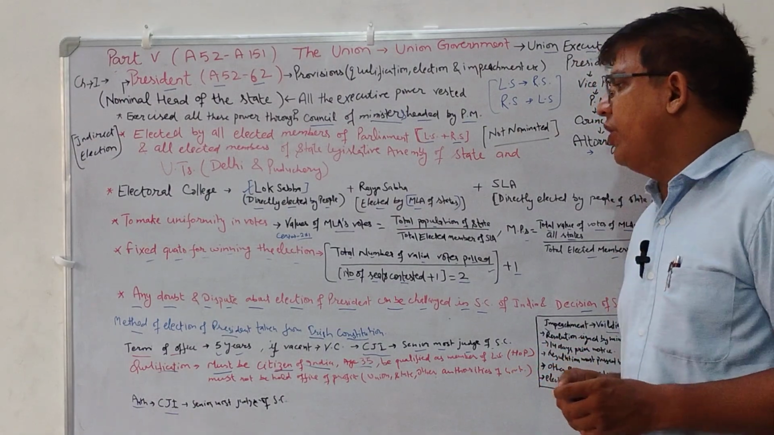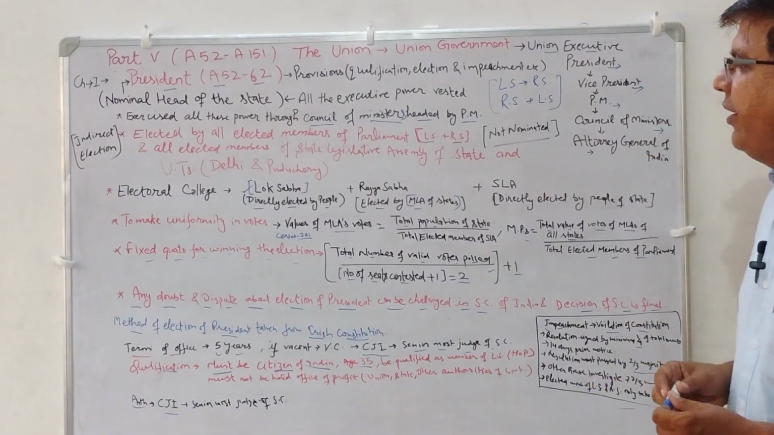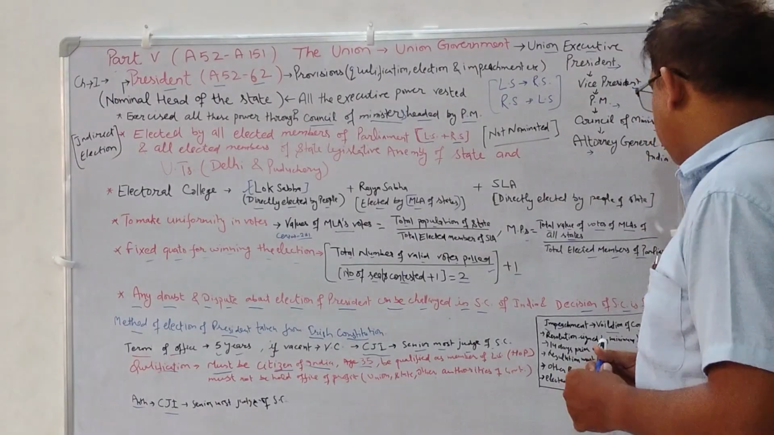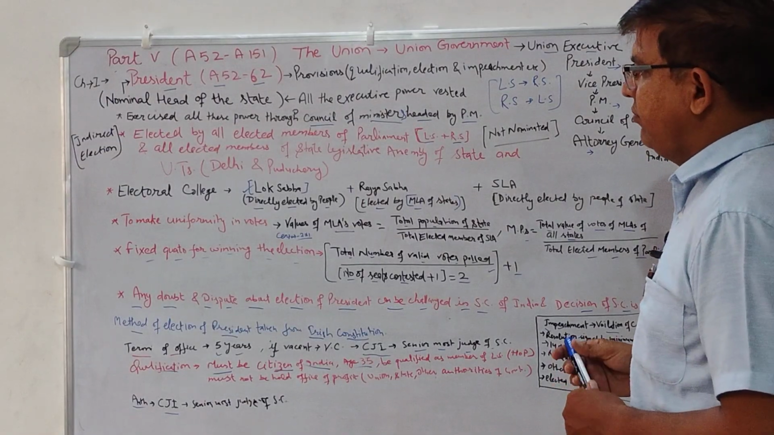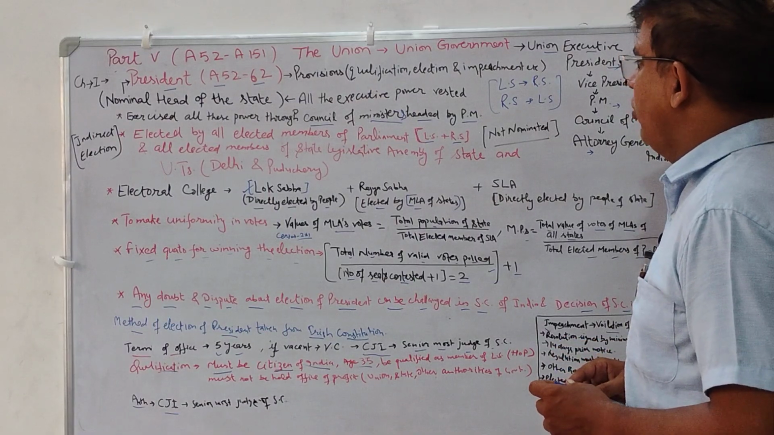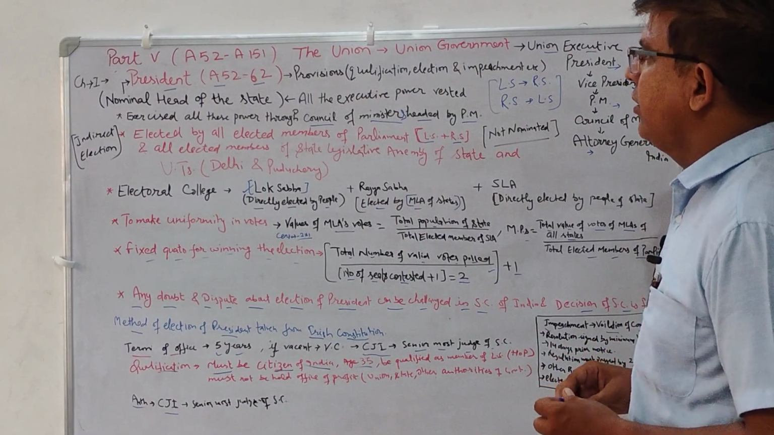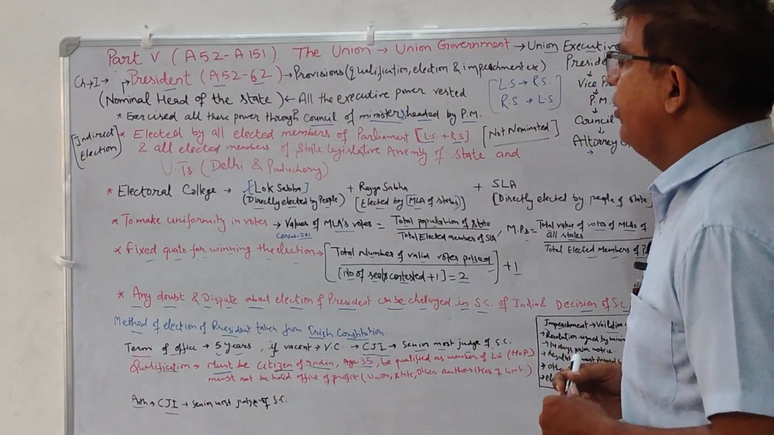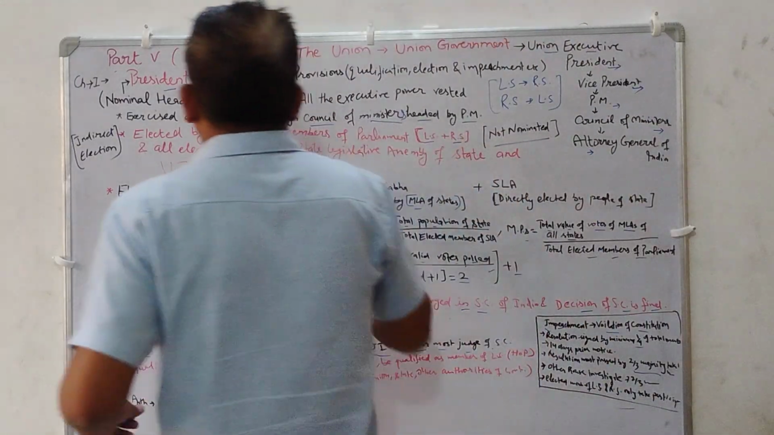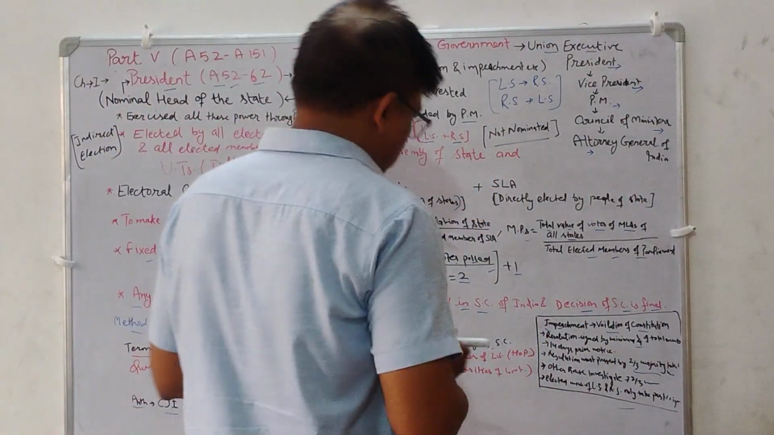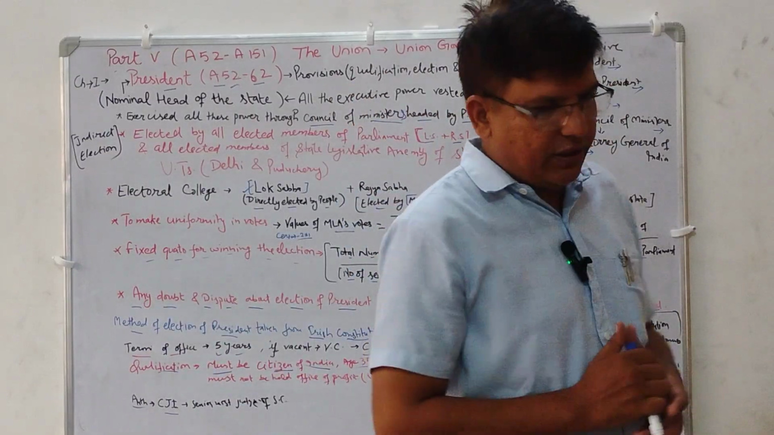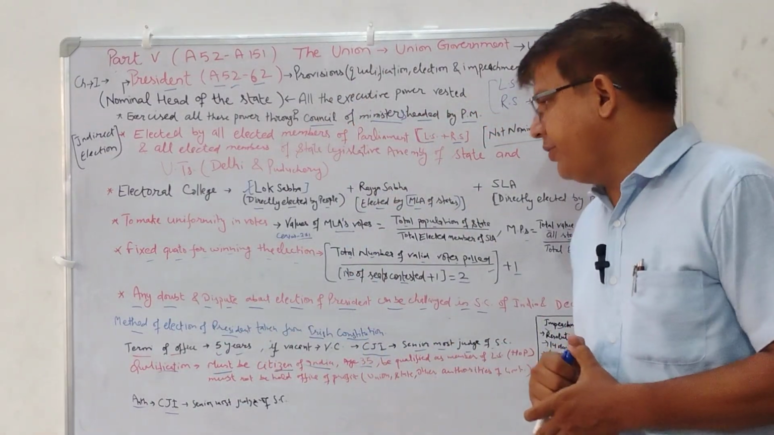With this, we have completed the conditions and the term and all about the president. Now we will read the articles one by one, Article 52 to Article 62, and the other powers of the president.